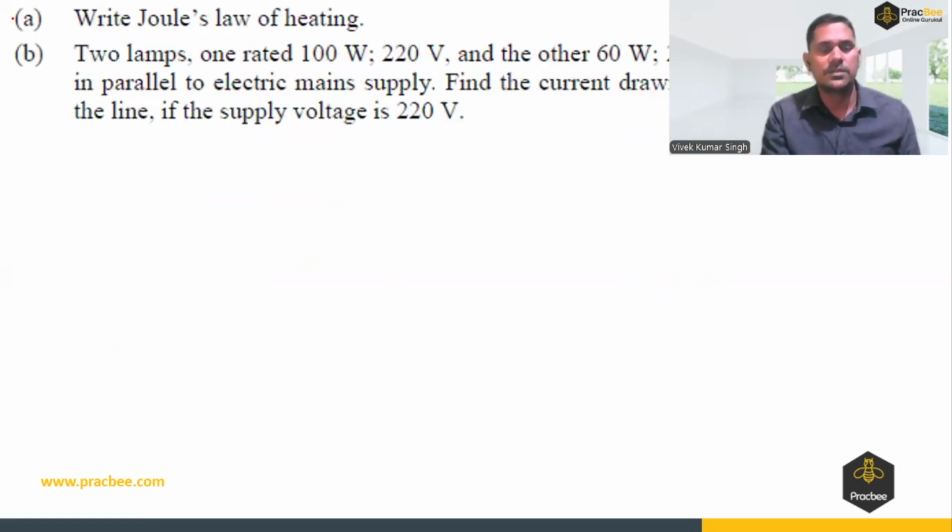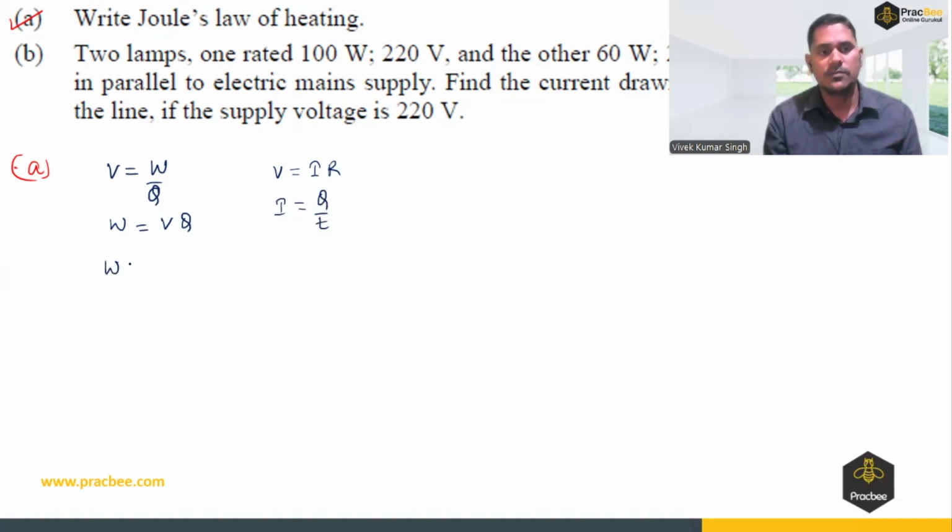Now let's see this question. This question was asked in the board exam. Write Joule's law of heating. Mathematically, Joule's law of heating is given by this formula. So V is equal to work done per unit charge, and this work done would be equal to V into Q. Now this V is equal to I into R, and Q is equal to I into T.